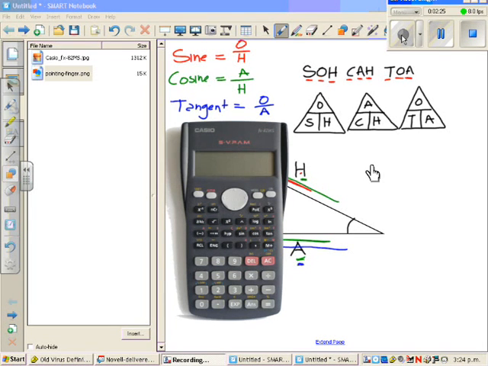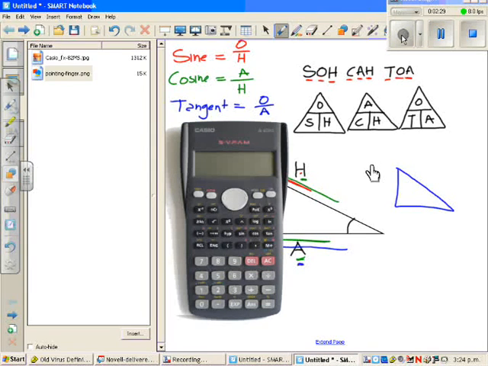Let's look at where we find these ratios on our calculator. If we had a triangle like this and we knew one of the angles, say that was 37 degrees, we would label the sides and we could look at all the ratios of that. The sine ratio is the ratio between the opposite and the hypotenuse.